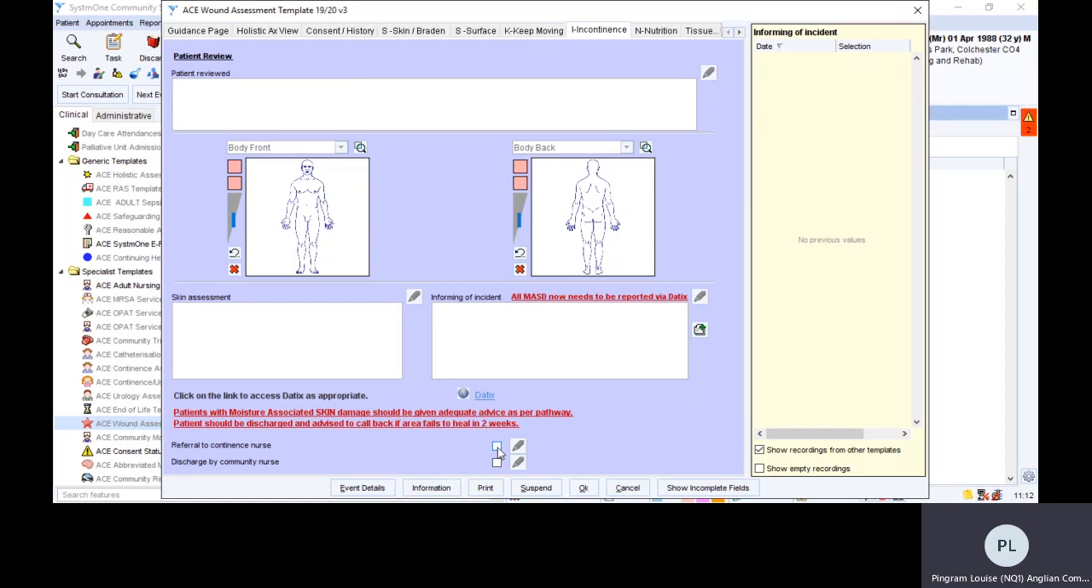This does include new damage, but also if the patient has been using pads, hasn't had an assessment for some period of time, and now has new or deteriorating damage, that patient should also be referred to the continence nurse.